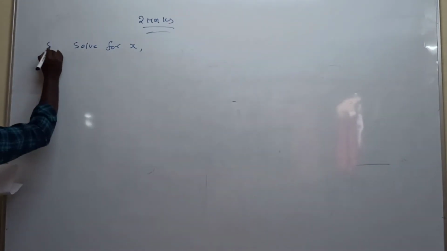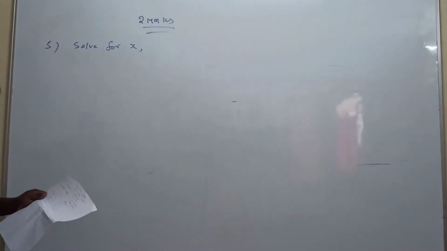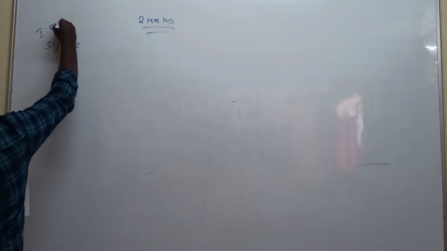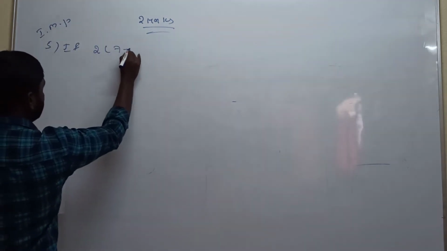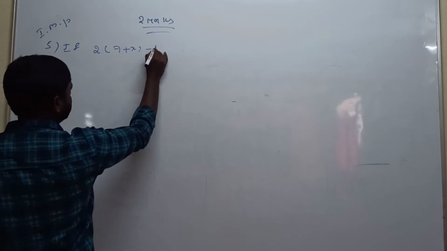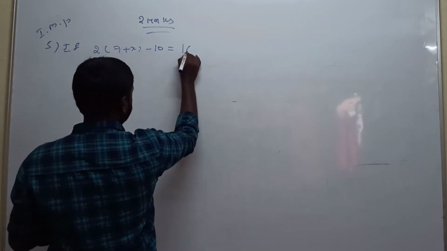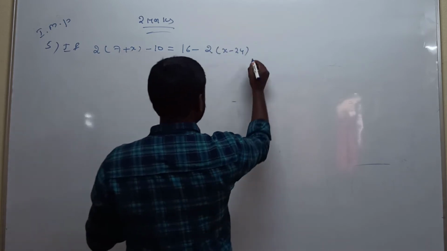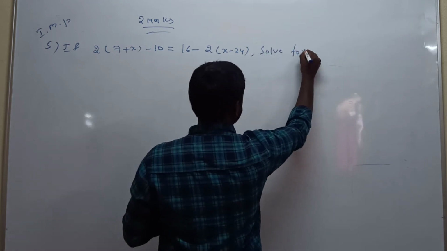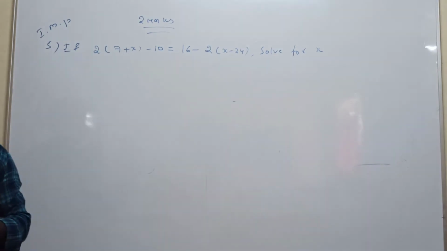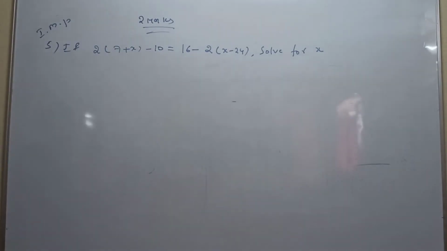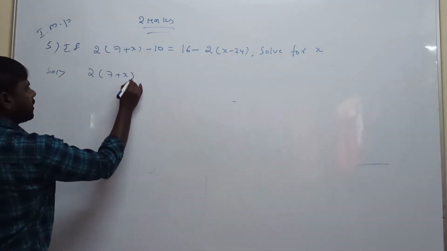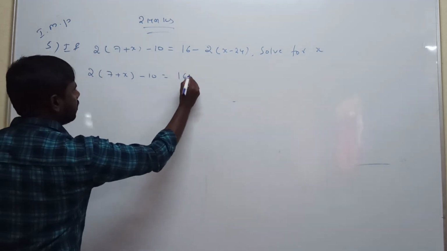The fifth question is a very important question. If 2 into (7 plus x) minus 10 is equal to 16 minus 2 into (x minus 24), solve for x. So here also, left side and right side values are given to find the value of x. So what is the given equation? As it is, 2 into (7 plus x) minus 10 is equal to 16 minus 2 into (x minus 24).